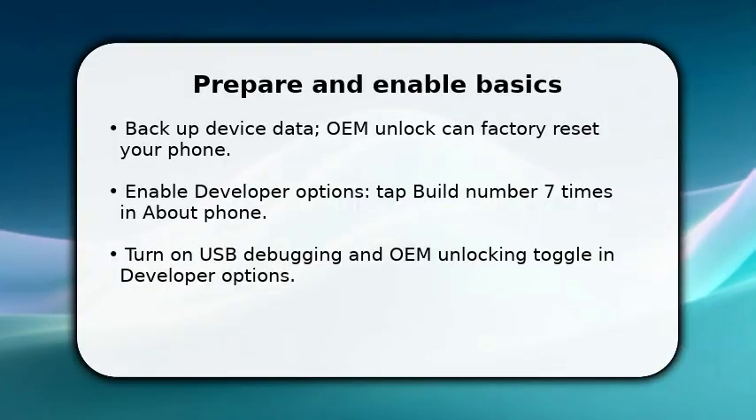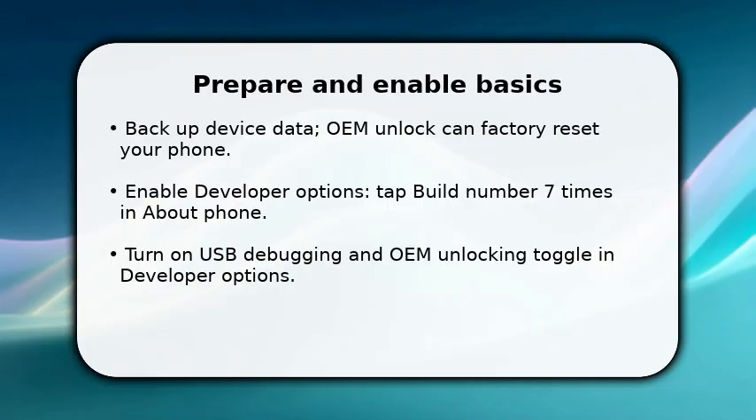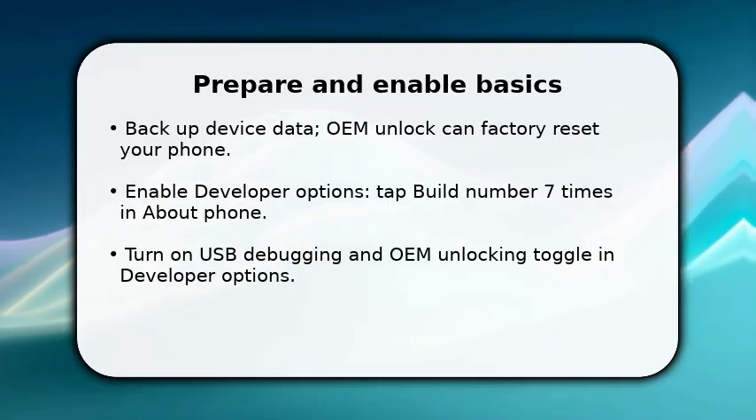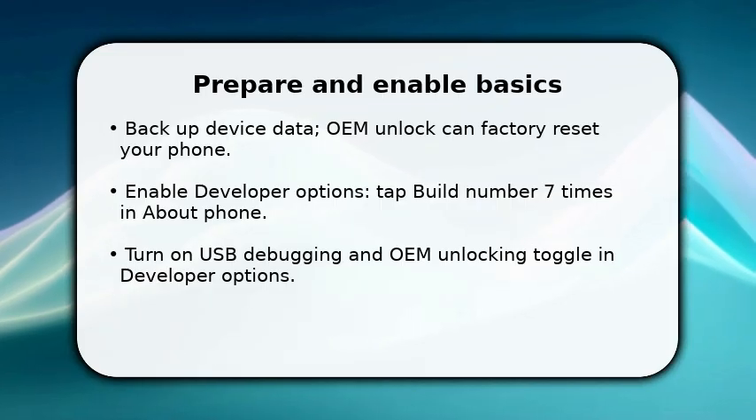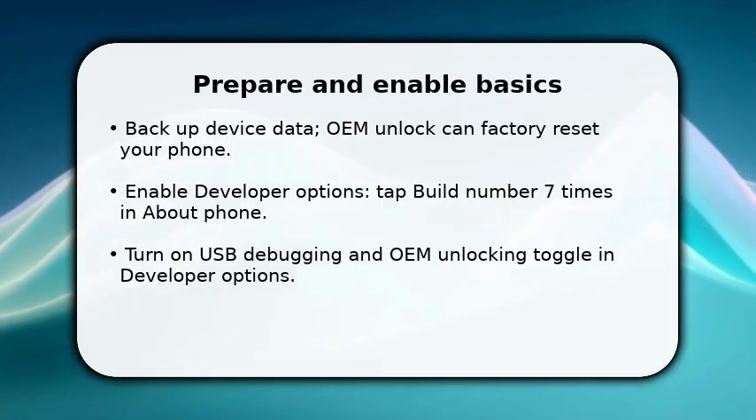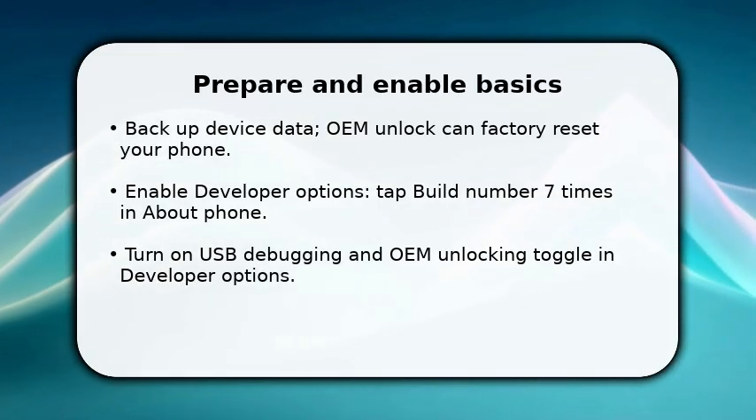You start by protecting your data. Back up everything because OEM unlocking often triggers a factory reset. Next, enable developer options by tapping build number 7 times in About Phone. This exposes the OEM unlocking toggle.